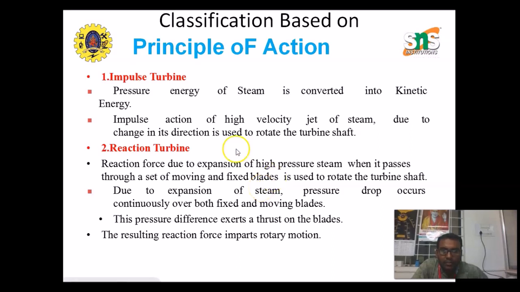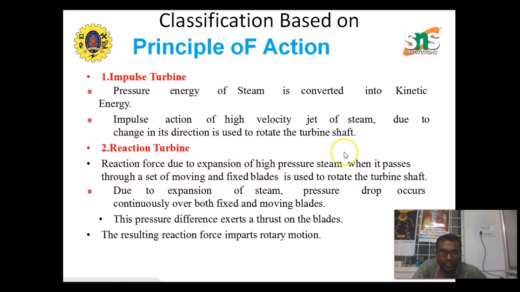Next we will discuss the principle of action. Impulse turbine. Pressure energy of steam is converted into kinetic energy. Impulse action of the high velocity jet of steam due to change in its direction is used to rotate the turbine shaft. Next, the reaction turbine.